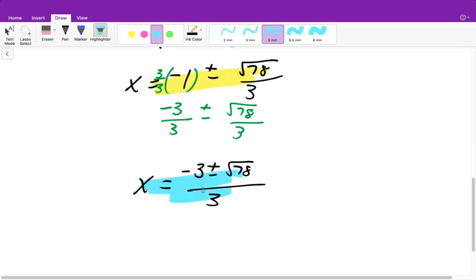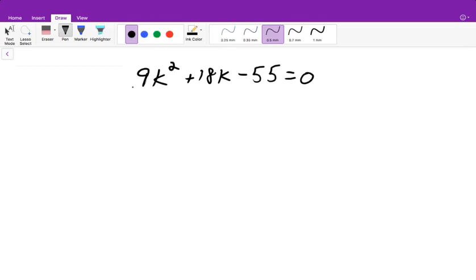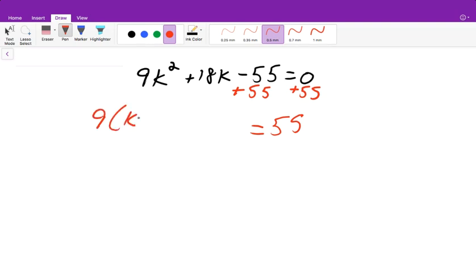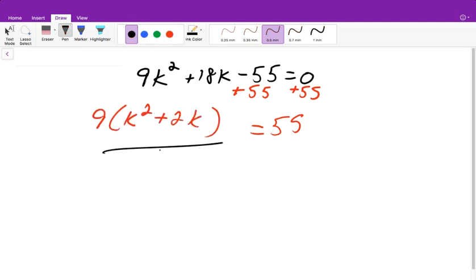All right, so this one's very similar to what we just did, except now we have a 55. That's the only difference between the problems. So I'm going to go through this pretty quickly. We have add over a 55, so we set it equal to 55. Then we're going to factor out the 9 like we did before, so we would get k squared plus 2k. And then we're going to divide each side by that 9. So we get k squared plus 2k is equal to 55 over 9.